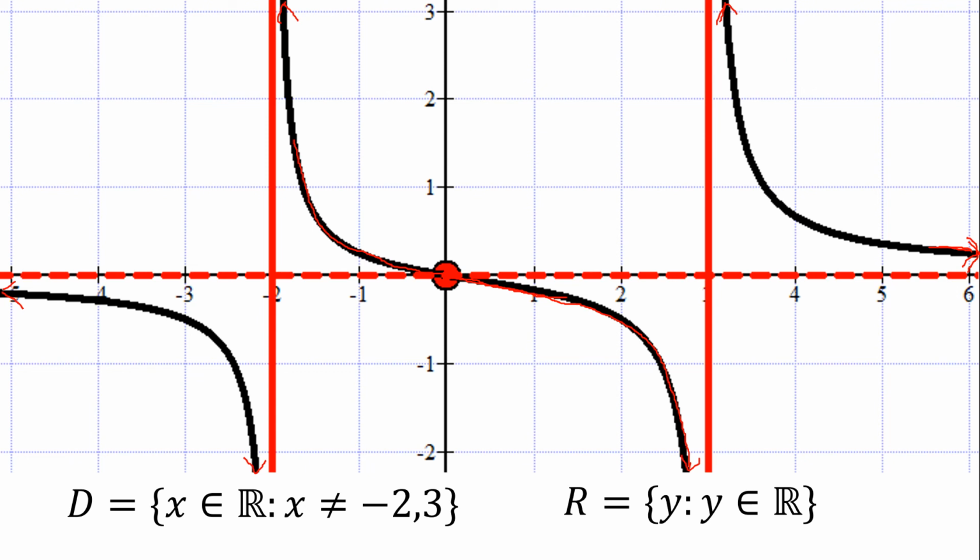So that will be all for the second part of the video in graphing rational function.